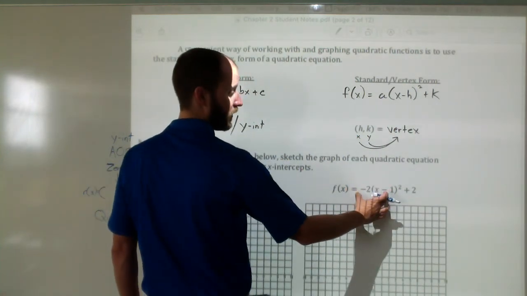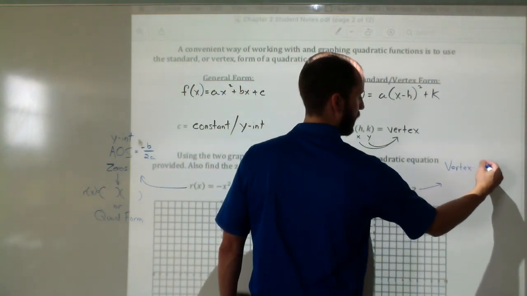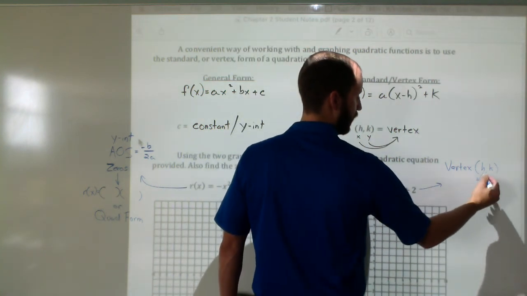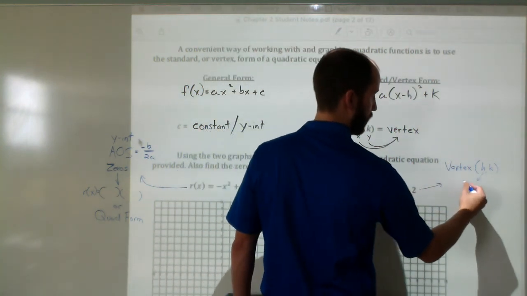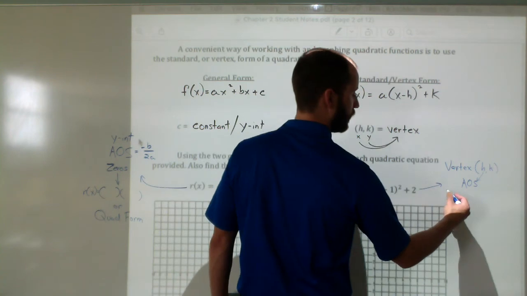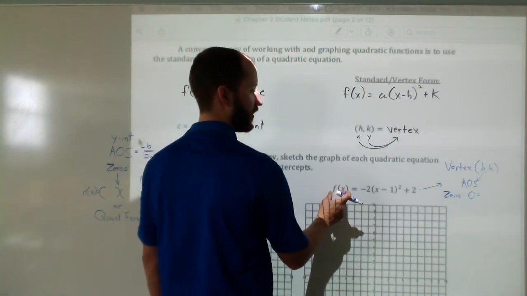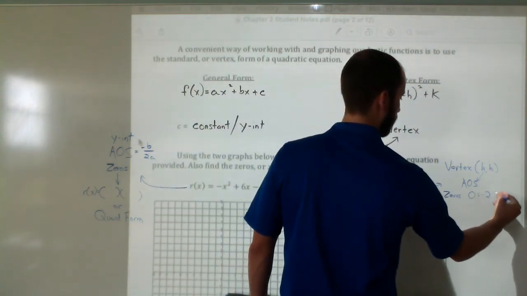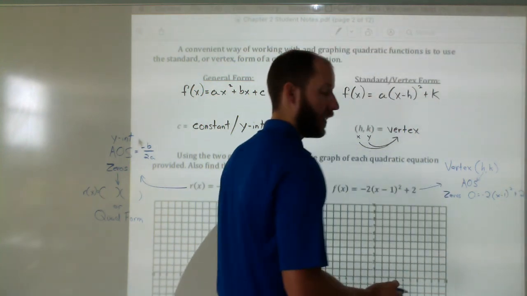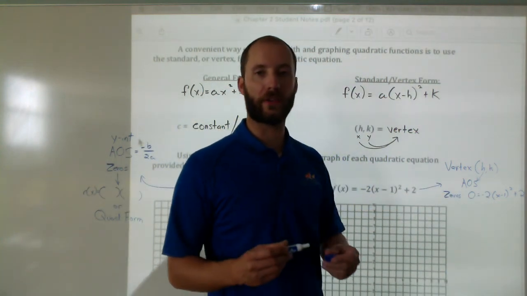For standard or vertex form, now this automatically gives you the vertex, the values h and k. The h value, the x-coordinate of the vertex, is also your axis of symmetry. To find your zeros, just take your function f of x, make that 0, and then you can solve. So subtract 2 over, divide by negative 2, square root, and all that.